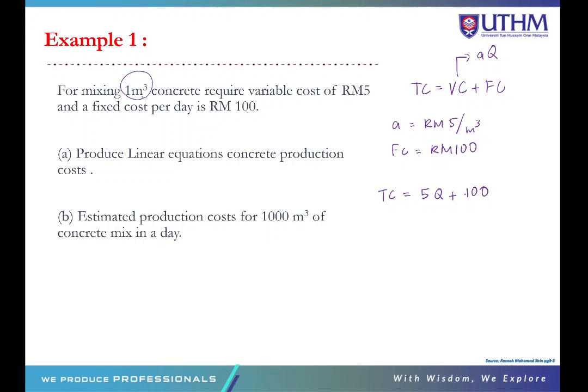So that is the answer for question A. The second is the estimated production cost for 1000 meter cube of concrete mix in a day. So we have Q here. Just substitute the value of Q into the equation that you developed in question A: 5 times 1000, which is 5,000, plus 100. So you get 5,100 for the total cost. Easy peasy.